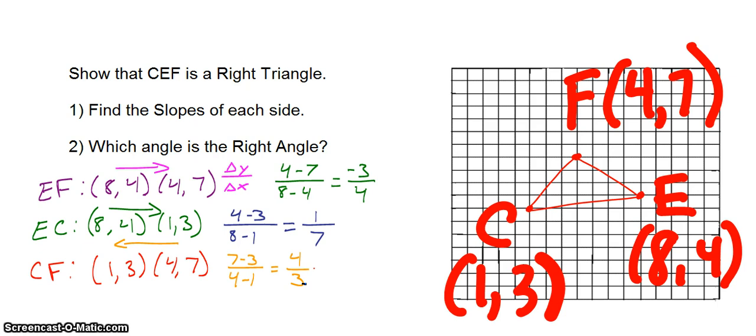Now, I found the slope of each side. Which angle is the right angle? So I'm looking for which lines are perpendicular, which lines have a slope that is the opposite reciprocal of the other. Well, 1/7 is kind of the oddball in there. And if I look at these two, 4/3 and negative 3/4, there's a change in the sign, and our numerator and denominator have changed. So my right angle is angle F. This is the angle that's formed by EF and CF, which in this case is angle F.